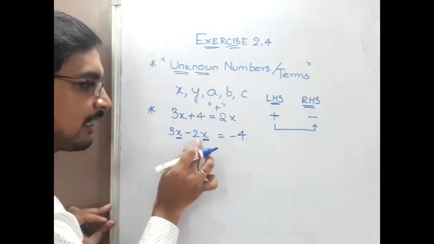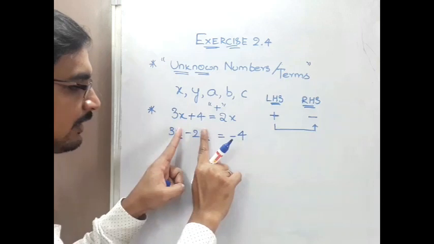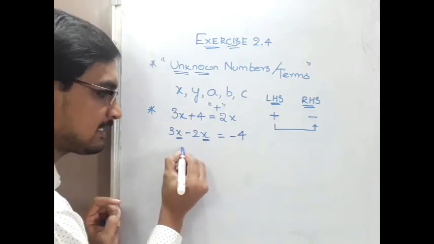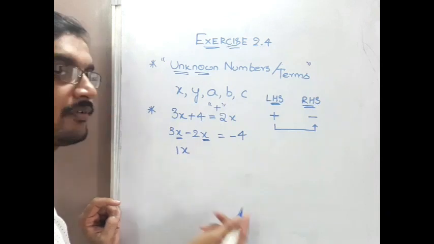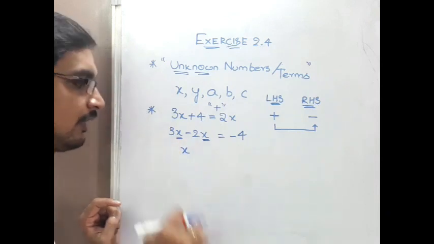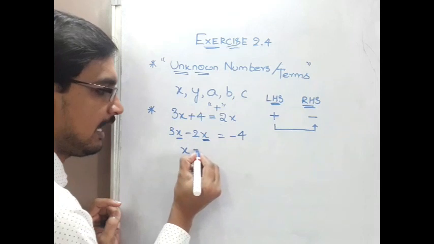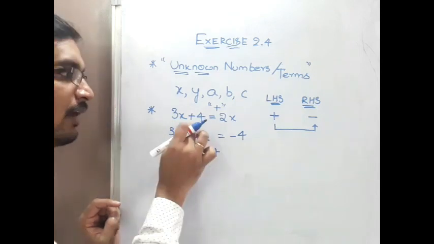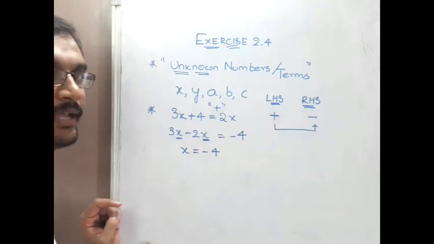3x minus 2x. See, here both the terms are x only. In that case, we will forget about what the variables are. 3 minus 2 is 1. So 1x or x, both are the same. If you write 1x, also not a problem. If you write simply x, also not a problem. x is equal to minus 4. This is the way we have to transpose the terms with plus and minus.